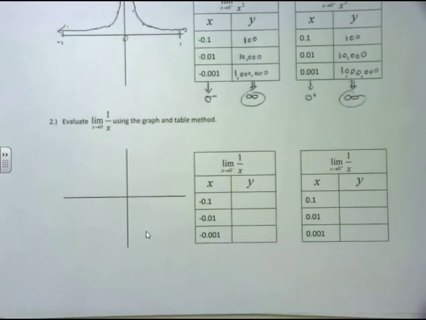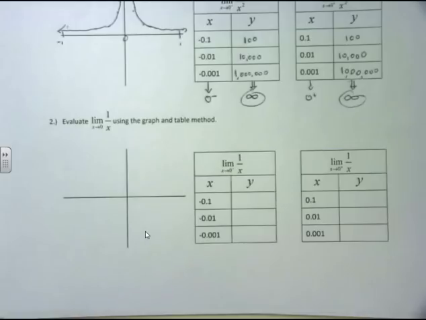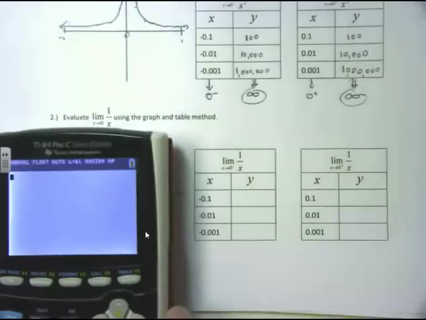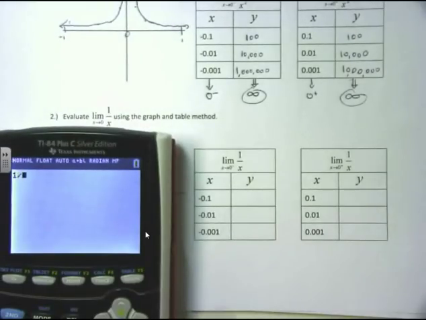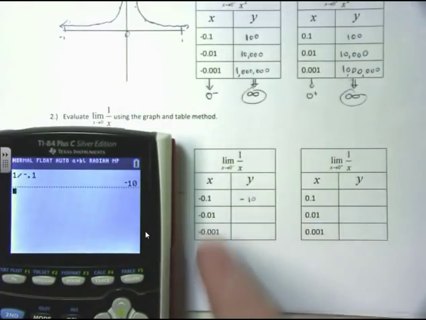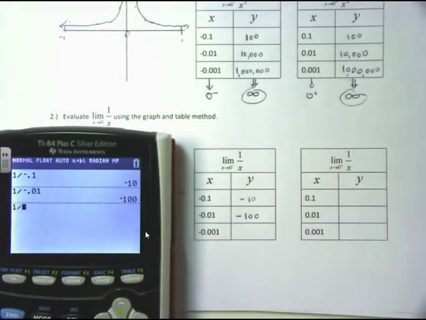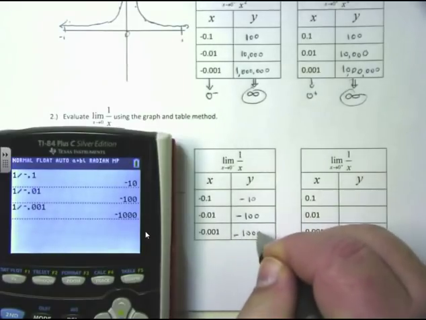But I'm going to do the table method again. I'm going to get very close to 0 from below. I'm going to get very close to 0 from above. Now, as we do this, again, I'm using my calculator. This will be 1 divided by negative 0.1 in the denominator, and that gives me negative 10. Now I want to plug in negative 0.01 into my x. 1 divided by negative 0.01 gives me negative 100. And last, 1 divided by negative 0.001 gives me negative 1,000.